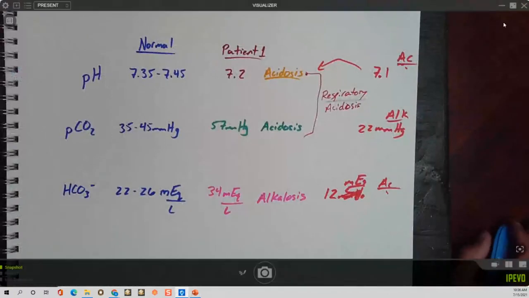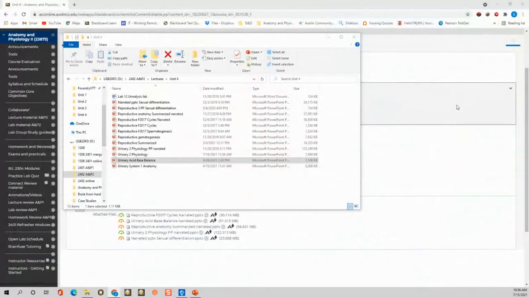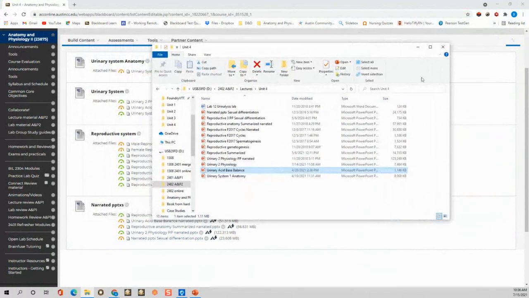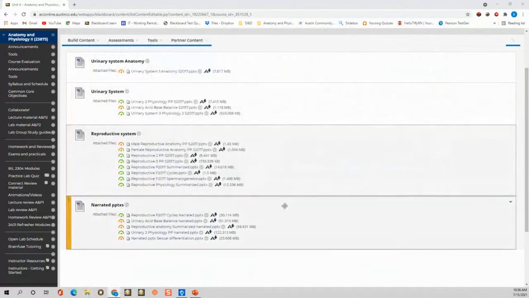Just trying to go fast because we're so far over time. I mean, I could be here all day, but you guys don't want to be here all day. We got repro that we still need to go through. And so somewhere is a repro anatomy. See this one right here? Reproductive anatomy, summarized, narrated. You guys must have watched this by Monday's class.